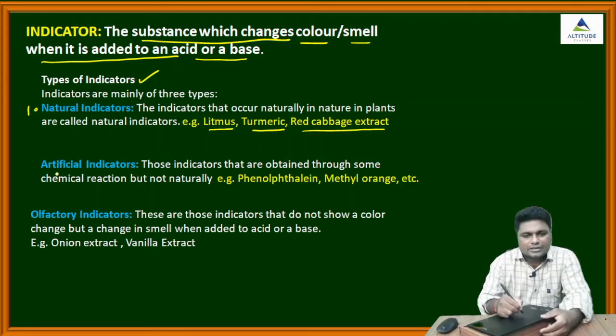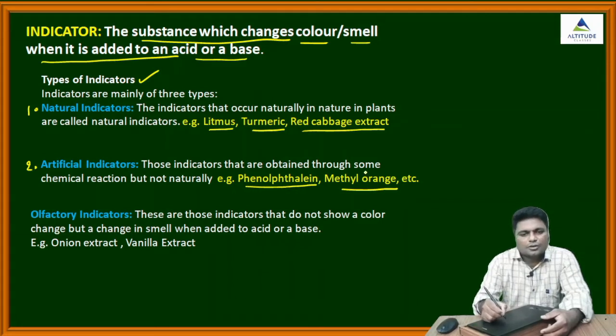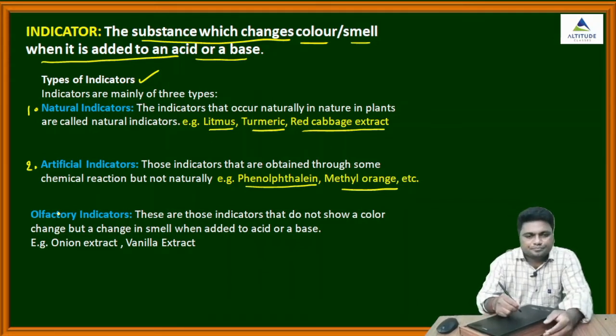Next is the artificial indicator, which means we prepare these chemicals using chemical reactions. They do not exist naturally. That is phenolphthalein indicator and methyl orange. You must have done titration with phenolphthalein indicator. When you add 2-3 drops of phenolphthalein indicator to the base sodium hydroxide, it gives pink color.